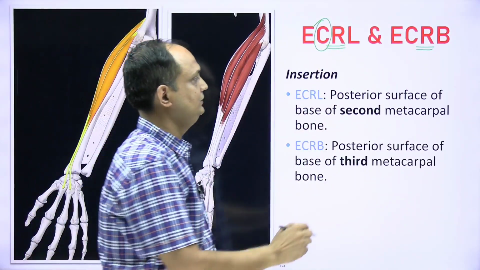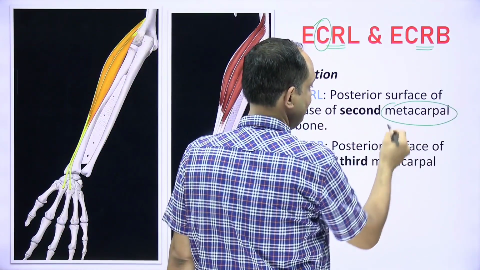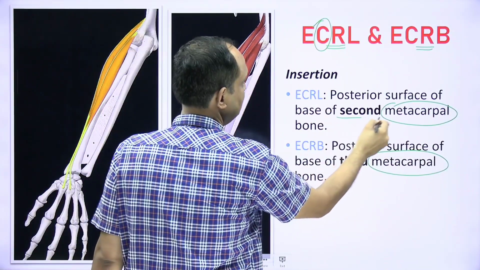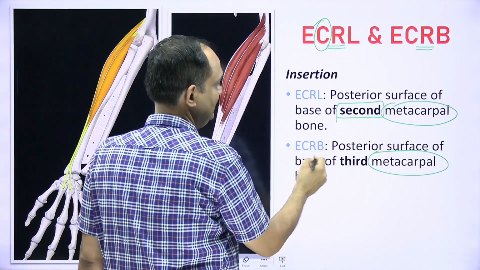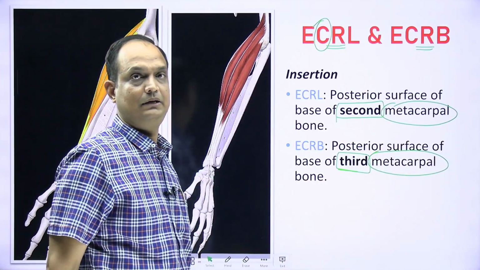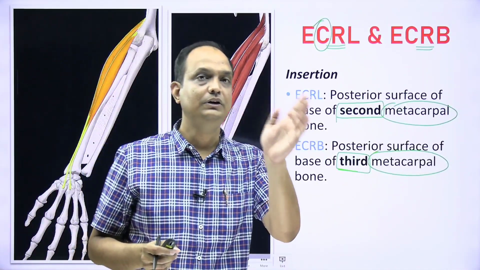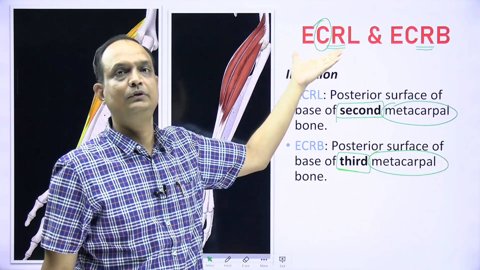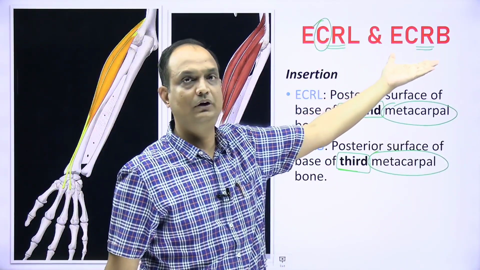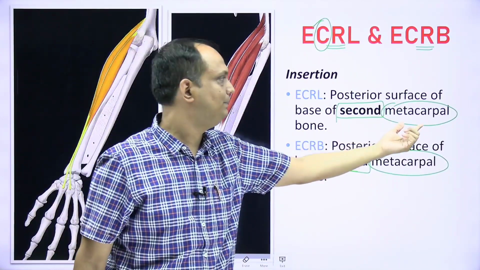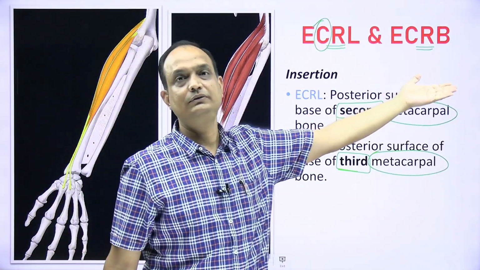So where is the insertion? They all are inserting in the metacarpal bones. Now this longus inserts in the second metacarpal, and this brevis inserts on the base of the third metacarpal. So when you are writing the origin and insertion of longus and brevis, the origin is different. It is from the supracondylar ridge, it is from the epicondyle. The insertion is different. It is on the second metacarpal, it is on the base of the third metacarpal.